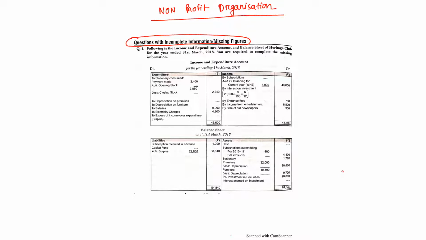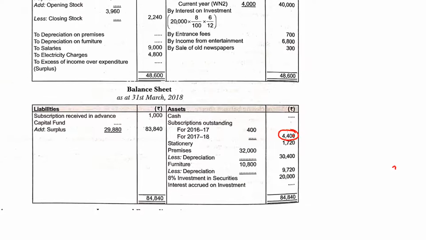First, whatever you have to do, do this thing first. Here it is written 4400. How does that 4400 come? If you see that part, here it is written 400. The answer is 4400, so obviously 4000 is added with 400, then the answer will come 4400. So what do you have to do? You have to add 4000 here. Now the answer is 4400.